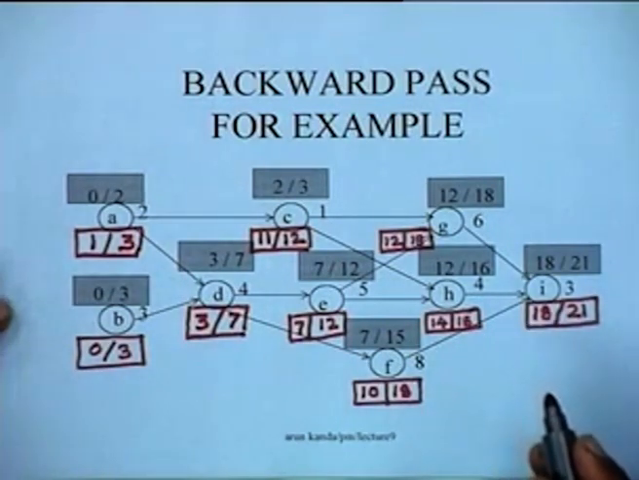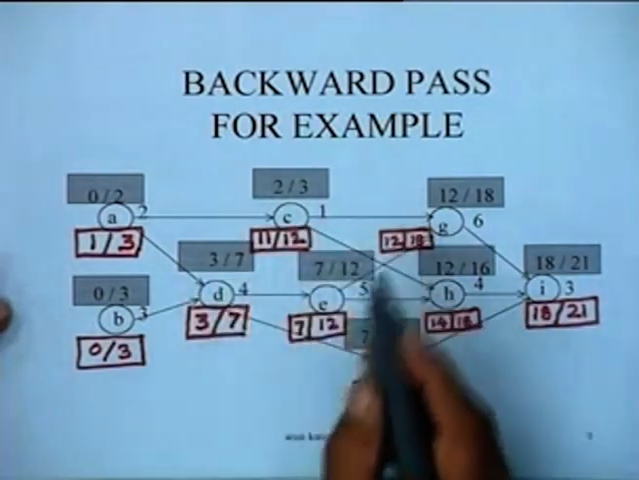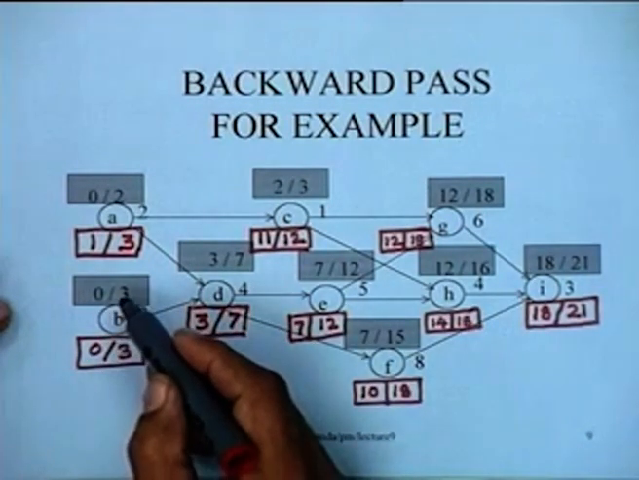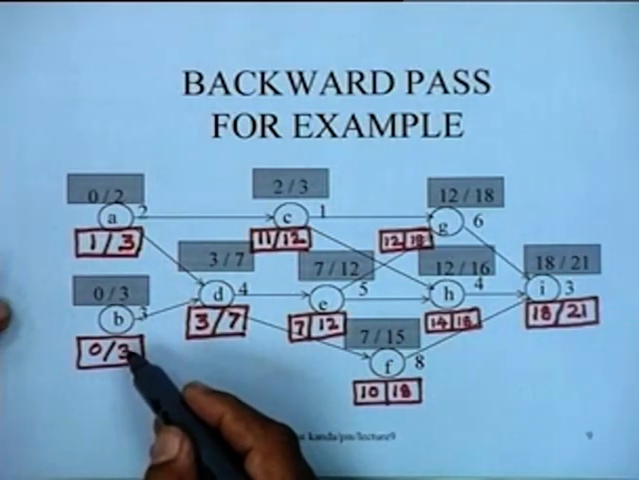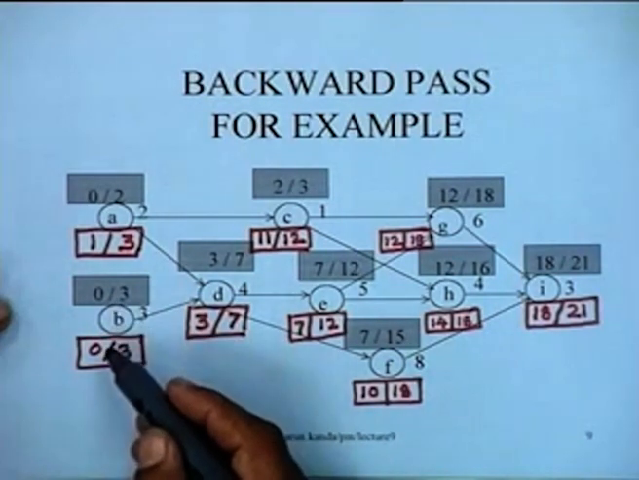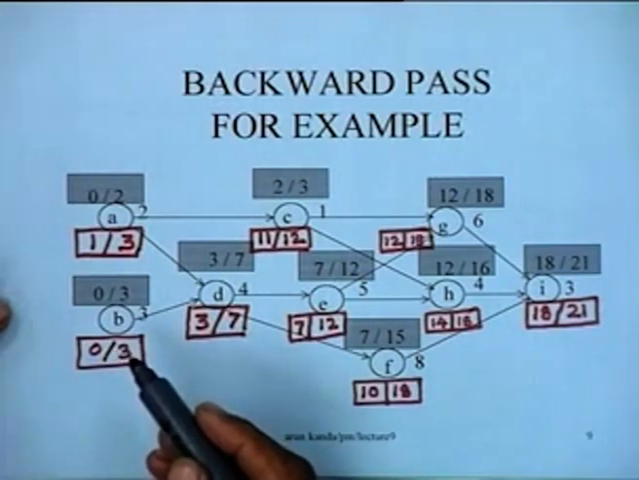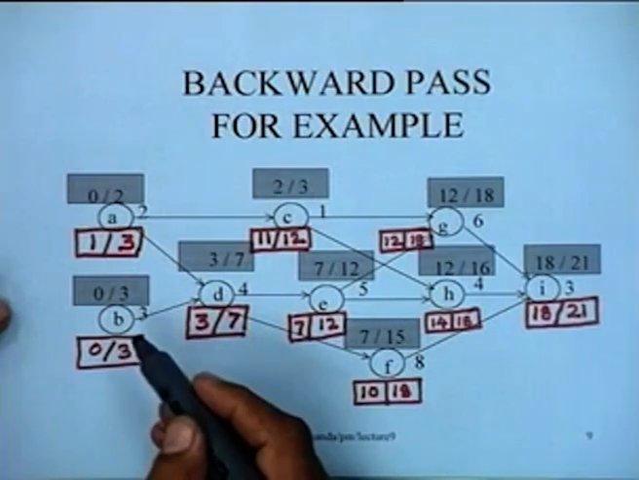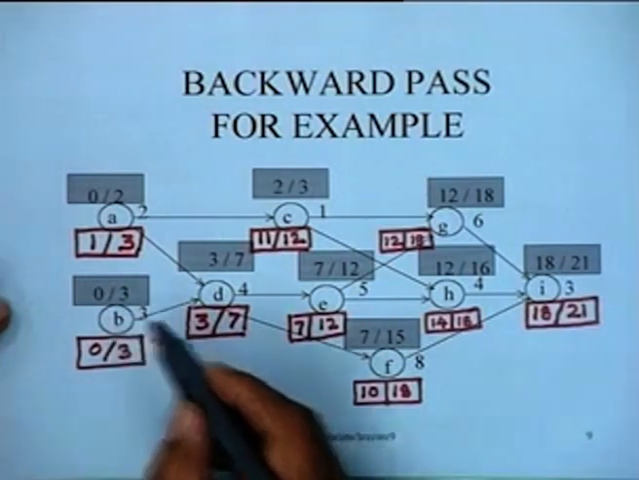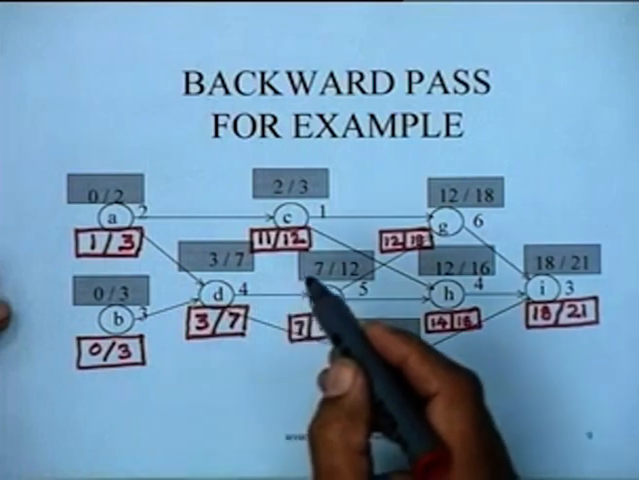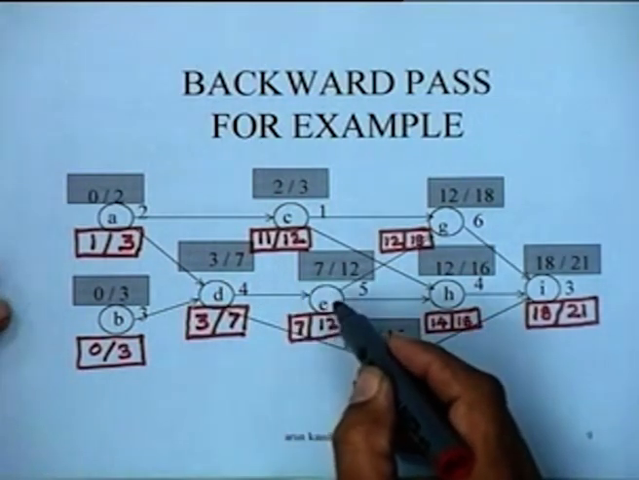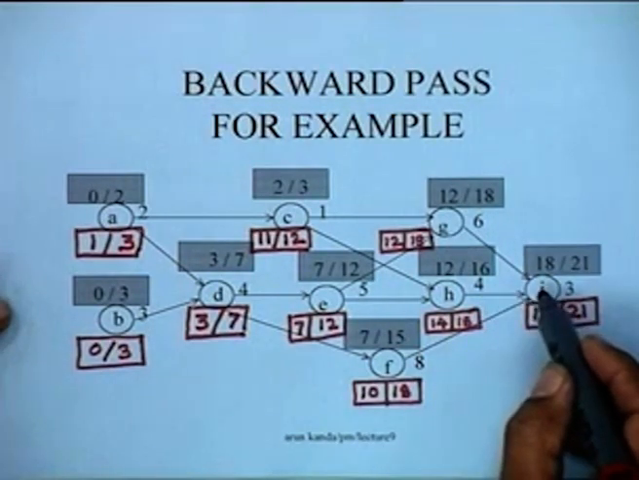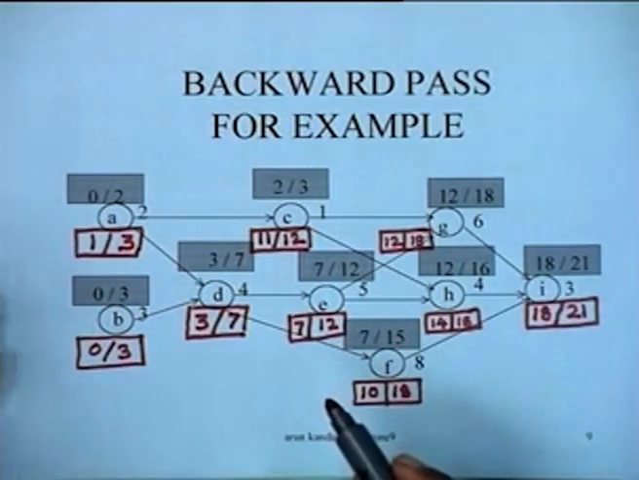Incidentally, you can see from this that those activities for which the early start is equal to late start, early finish is equal to late finish, those are the activities which have no float at all, and those are the critical activities. So the critical activities in this case are: B is a critical activity, D is a critical activity, then E is a critical activity, then G is a critical activity, and then I is a critical activity. Other activities are not critical in this particular example.